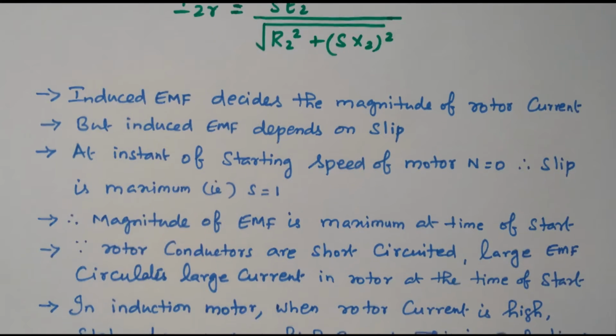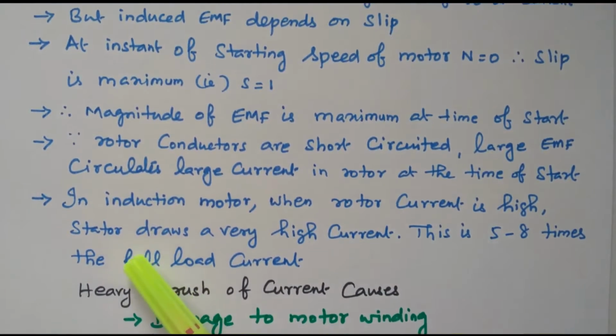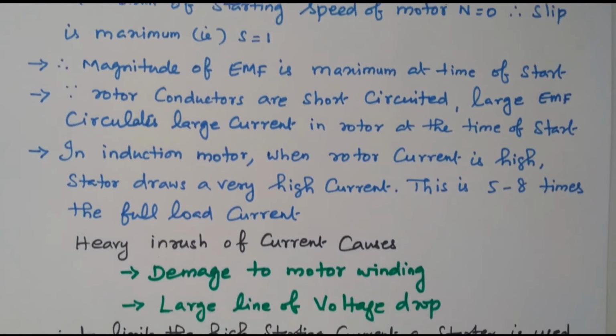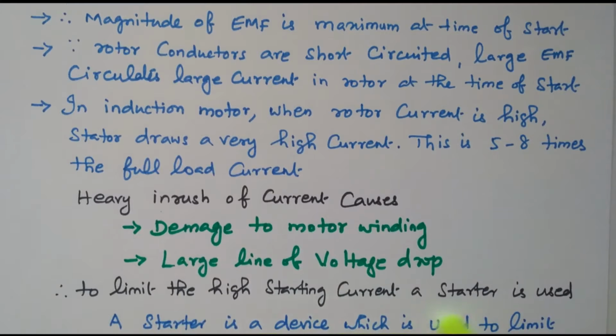In an induction motor, when the rotor current is high, the stator draws a very high current, about 5 to 8 times the full load current. Due to this inrush of high current, it may damage the motor winding and cause a large line voltage drop. So to limit this high starting current, the starter is used. The purpose of the starter is to limit the high starting current.